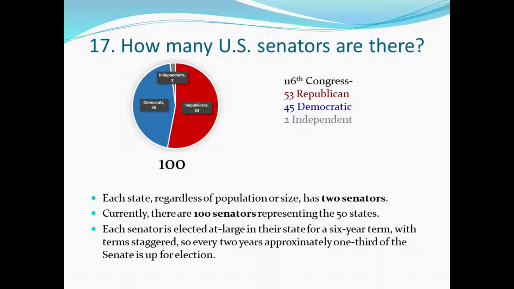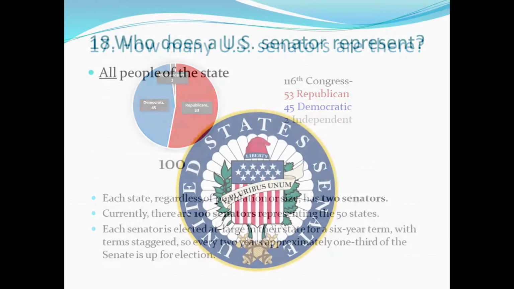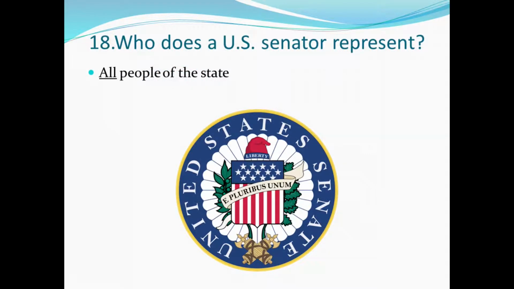The reason why there's 100 U.S. senators is because each state in the United States has 2 senators. So if each state has 2 senators, and there's 50 states, that means we have 100 U.S. senators. Number 18. Who does a U.S. senator represent? The answer, all the people in the state.